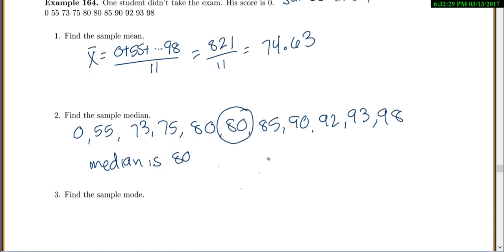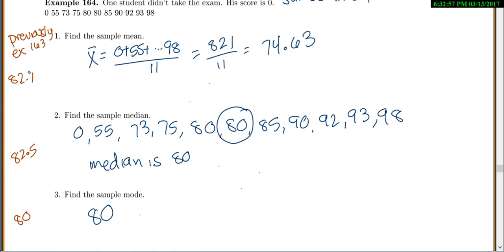And to find the sample mode, I still have 2 80s. That's the most common value, so 80. Now, let's look at what our results were previously. So previously, in example 163, we had 82.1. The median was 82.5, and the mode was 80. So let's see how they changed.